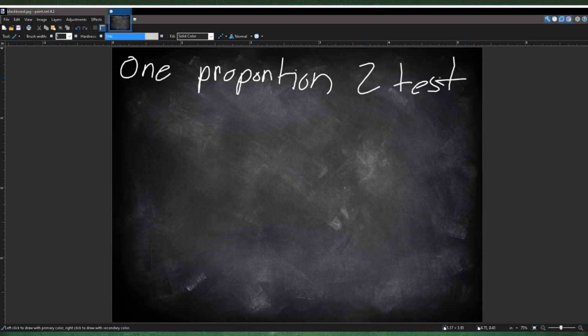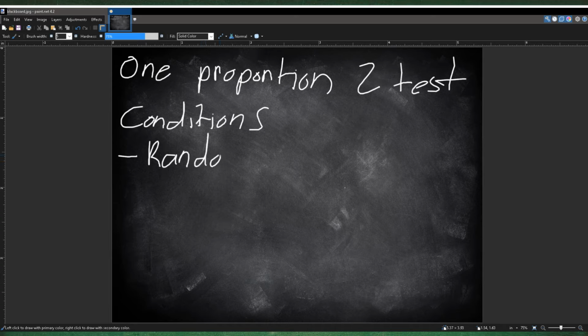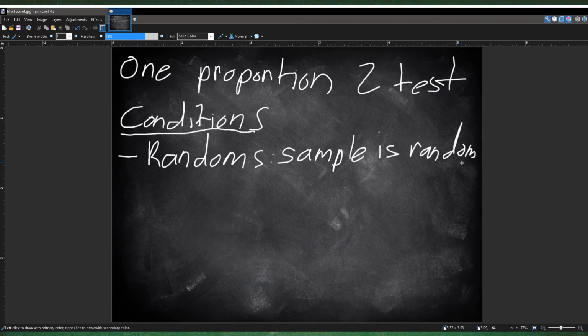The first thing you should ever do when you're doing a one proportion z-test is check conditions. For conditions, you have to say that it's random. Just write this out. Random. So for random, the sample is random. Basically, you just have to write this down.